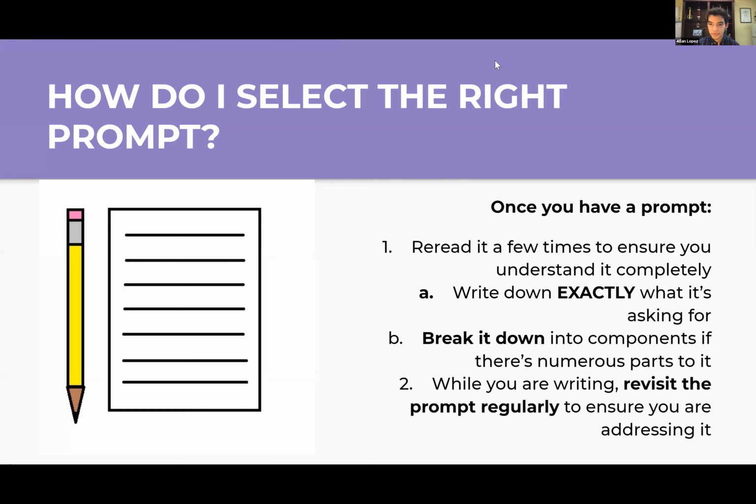And then always check back on the prompt, because I know sometimes you can start writing your essay, you get involved in so much of the actual text that you forget the prompt itself, and you realize, oh, I've strayed away from what I'm trying to say. So always check back and make sure that what you're writing is a reflection of what's being asked. So yeah.